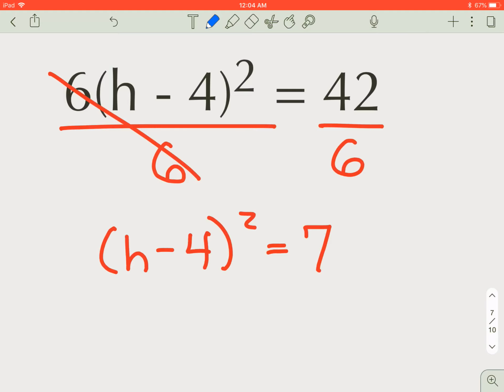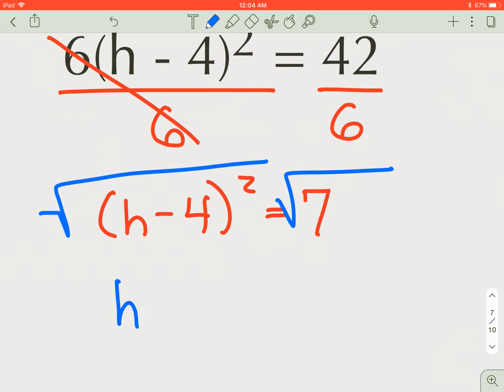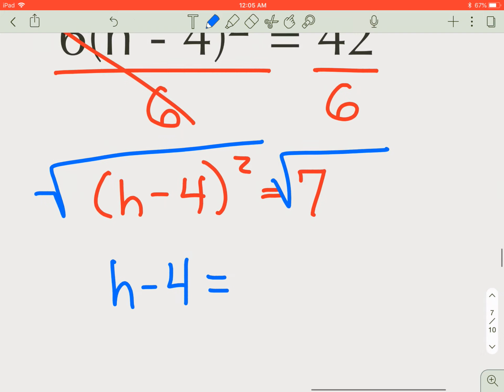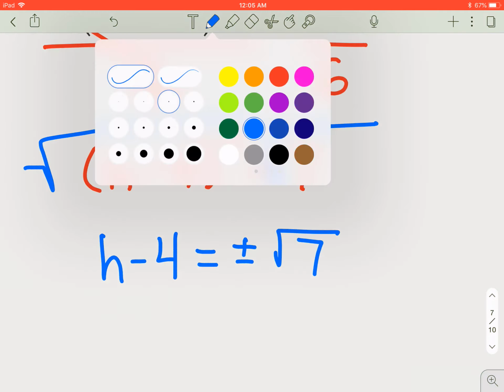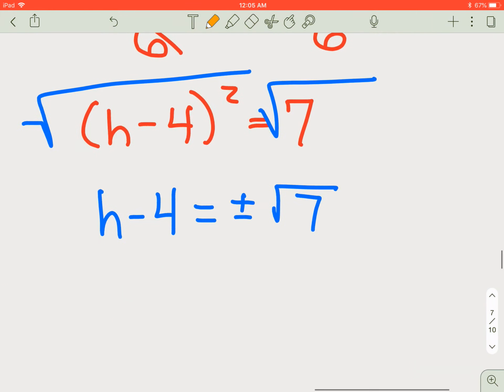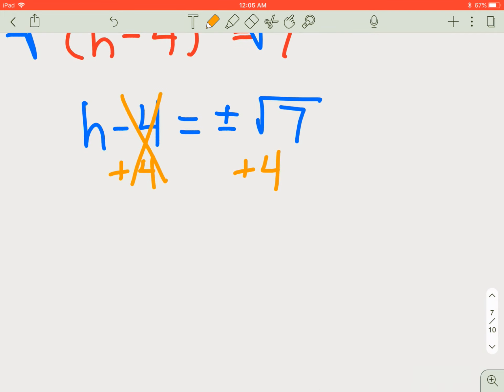Once I get to here, like the previous thing, I have to get rid of my power of 2 that's on the outside of my parentheses, and I do that by taking the square root of both sides. I'd be left with h minus 4 equals, and I can get rid of those parentheses because there's nothing on the outside touching them, plus or minus the square root of 7. I would then go to the side of the variable and do the opposite. That would be to add 4, add 4. Those cancel out. I'm left with h equals 4 plus or minus the square root of 7.